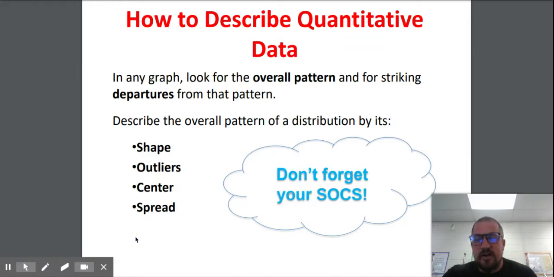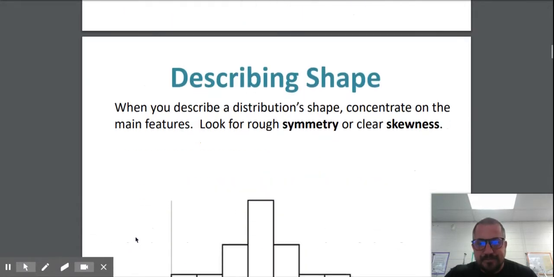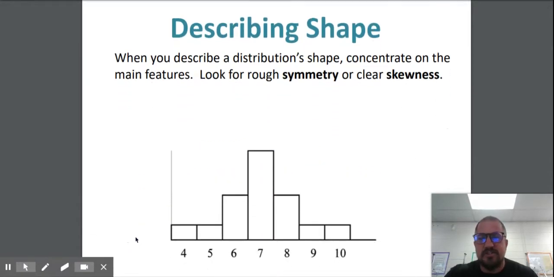When it asks you to describe a distribution, you want to describe the shape of the distribution, if there are any outliers, the center of the distribution, and the spread. So first, we'll talk about describing shape.